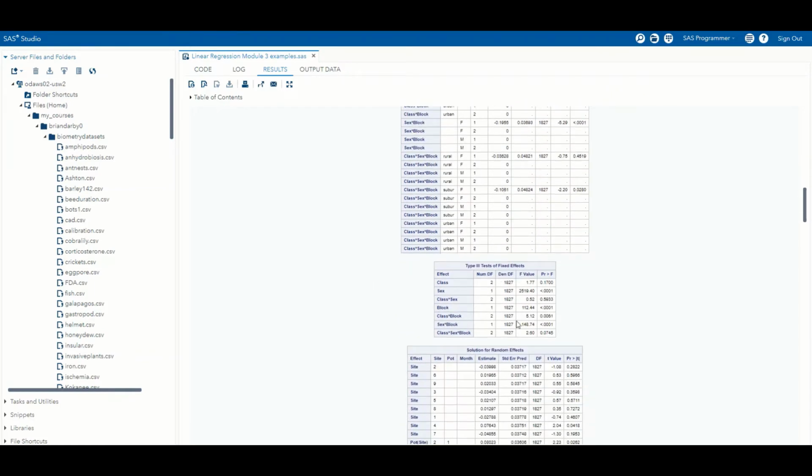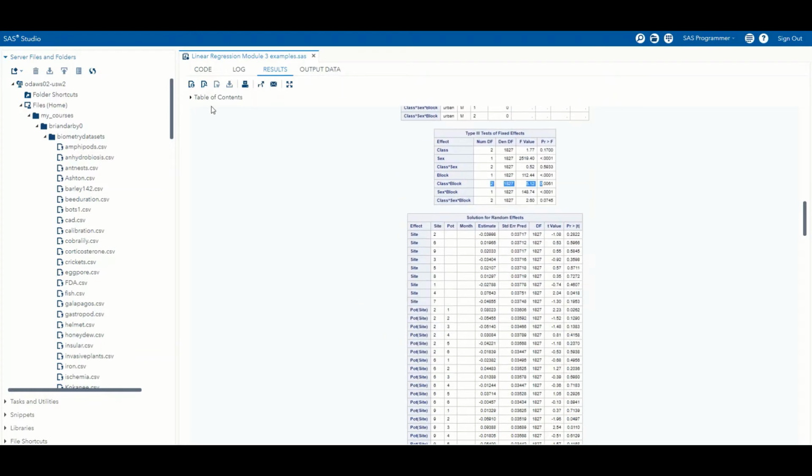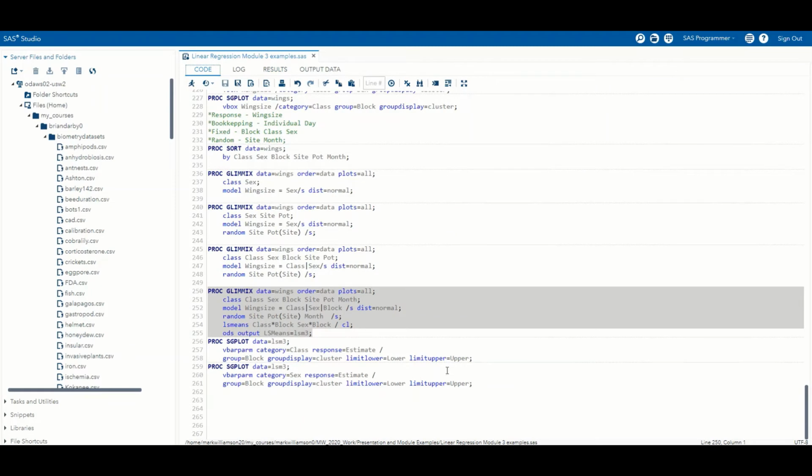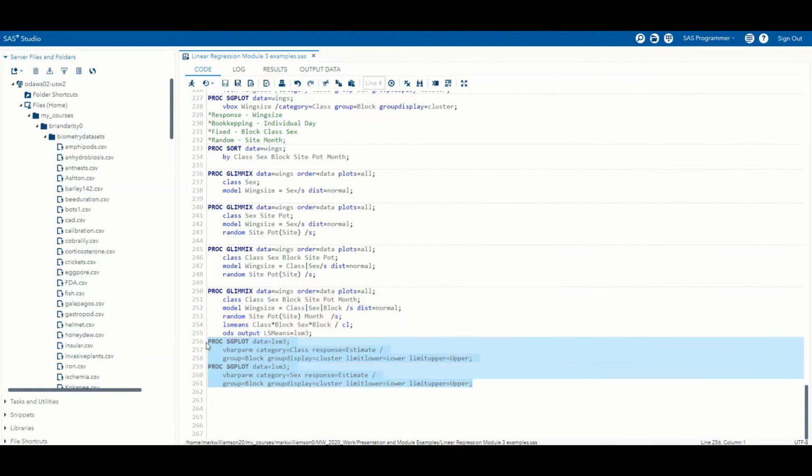And then fixed effects looks like sex is important. Block is important, which is not surprising given what we saw from our box plots. And then their interaction actually is significant, as well as the interaction between class and block. So a lot going on here. We'll just take a look at a couple outcomes here.